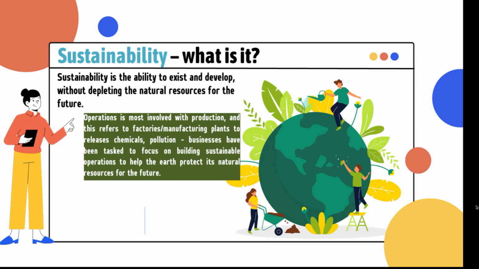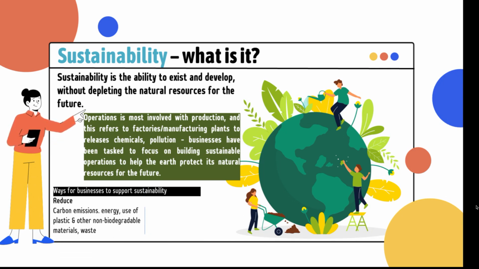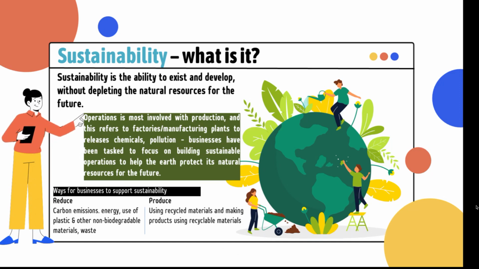And businesses have been tasked today to focus on being green, to focus on building sustainable operations. This is basically ensuring that your operations can last for a longer time by you taking care of the earth, right? And protecting its natural resources for the future. Okay, so businesses can look at reducing carbon emissions, energy, plastic, and other non-biodegradable materials or waste. And they can look at producing more recycled materials and making products using recyclable materials.